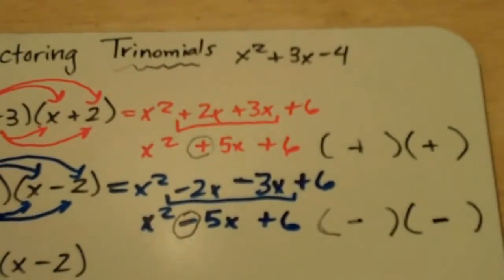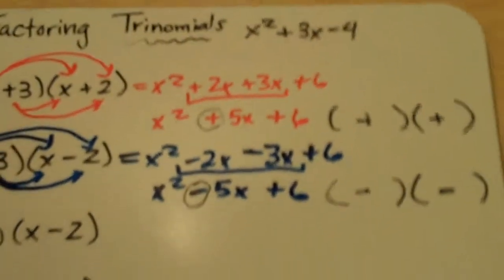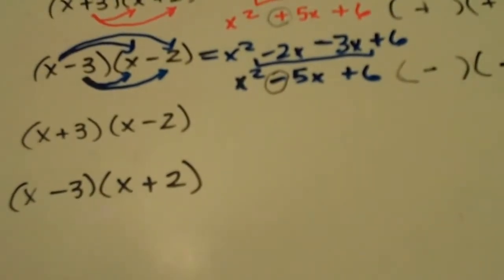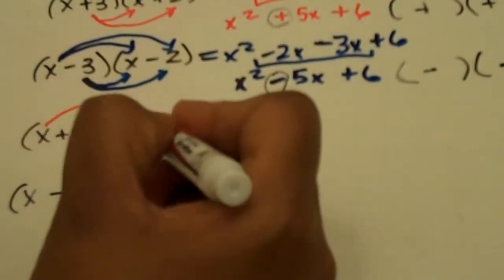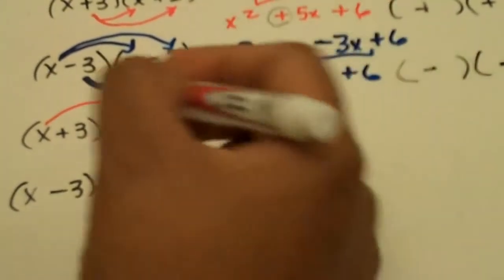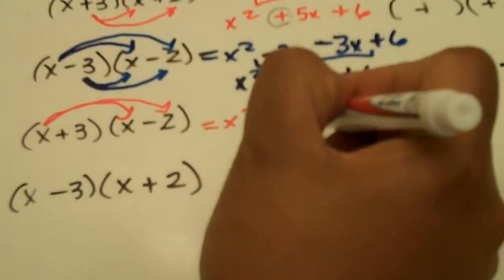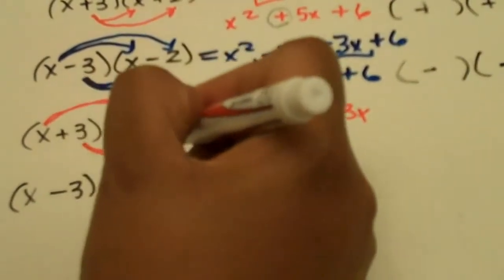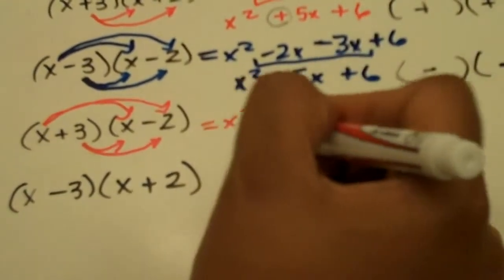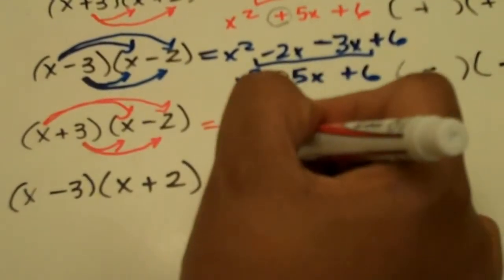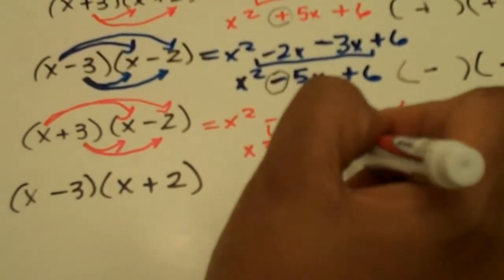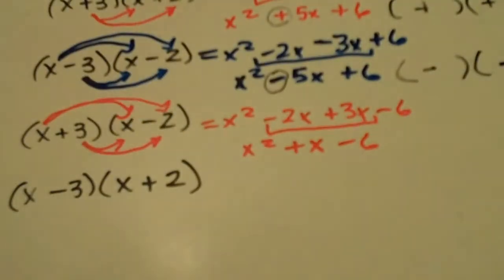Okay, so let's take a peek at the next two. The next two have different signs. We have x plus 3 times x minus 2. So here we have x squared minus 2x plus 3x minus 6. And again, we can combine the terms that are in the middle. So here we have x squared, a negative 2x and a positive 3x just leaves us with a positive x minus 6.